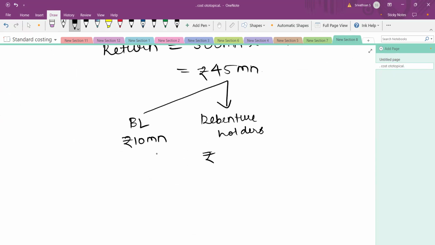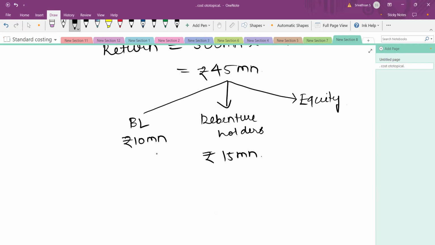So we are left with 35 million, out of which 15 million is paid to the debenture holders. Now, out of 45, 10 is paid. So we are left with 35. Out of 35, 15 is paid. So we are left with how many million? 20 million in hand. Now, at last, we have to pay the equity shareholders.